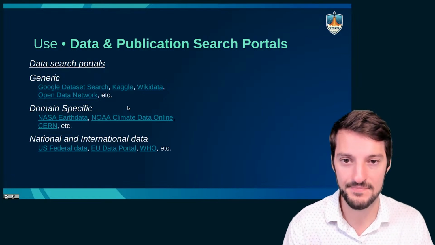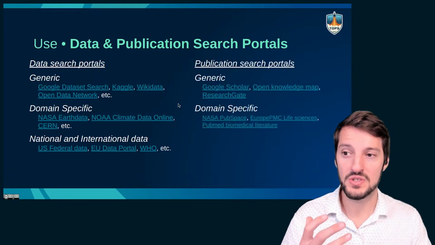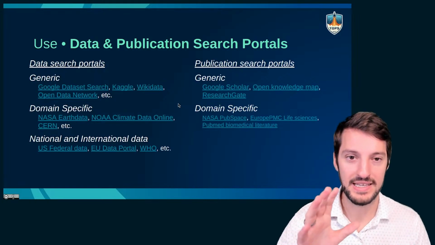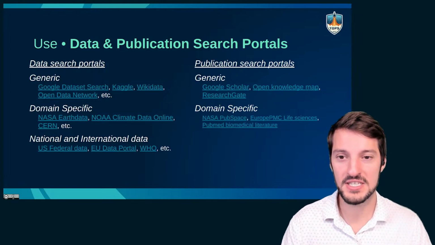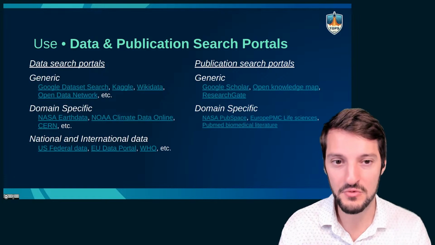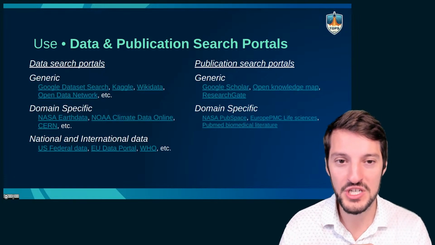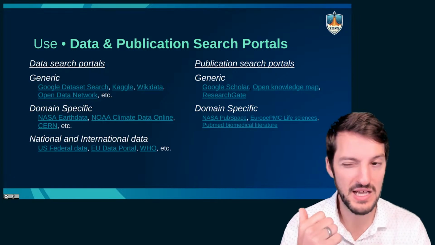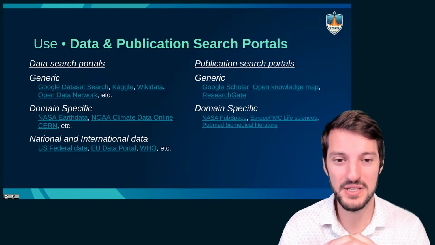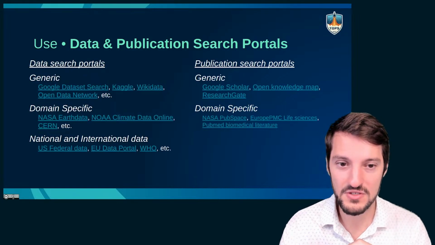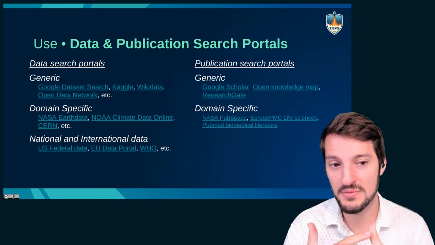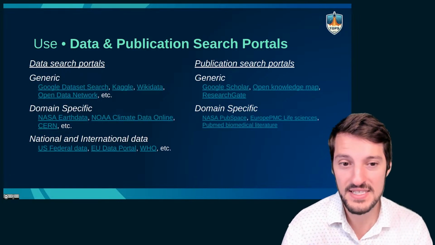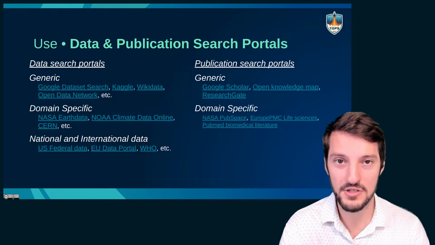In addition to data search portals, we also have publication search portals. And I suspect many of us will be familiar with these, right? For our generic publication search portals, we have Google Scholar, we have Open Knowledge Map, which I absolutely love, and I'll show you in just a minute here. And then for our domain-specific search portals, we have publication search portals like NASA PubSpace or Europe PMC for life sciences or PubMed for biomedical literature.